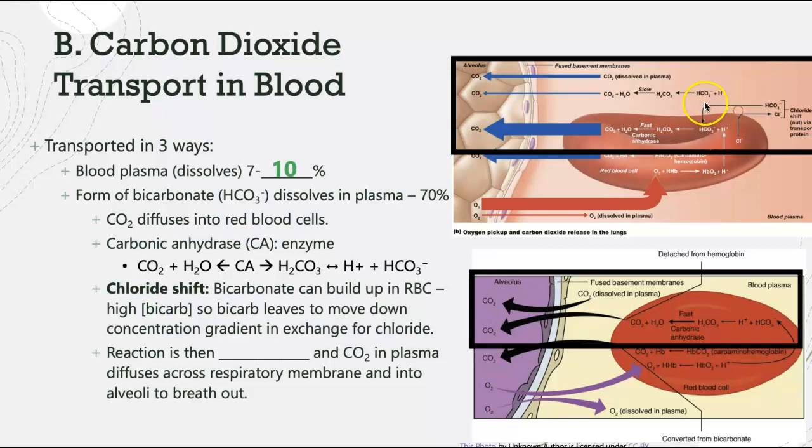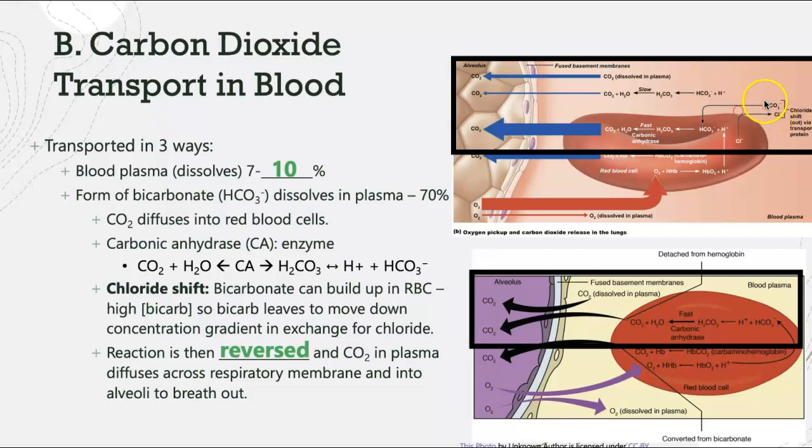That bicarbonate ion can then move out of the red blood cell and stay within the plasma until it's needed. So then this is called our chloride shift that's taking place here, because we don't want the bicarbonate ion to build up within our red blood cell. So it is going to move down the concentration gradient and be exchanged with chloride so it can move out into the plasma here. Our reaction is then going to be reversed.